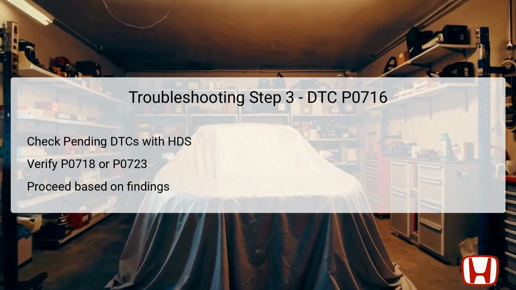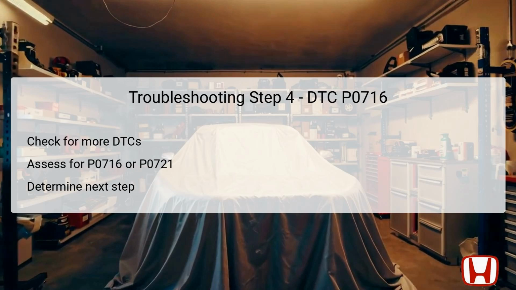This step helps to determine whether the issues are isolated to P0716 or whether other transmission error codes may also need attention. In this step, checking for additional pending DTCs is essential to analyzing the transmission system further. Using the HDS once again, verify whether DTC P0716 or P0721 appears in the system. If either code is present, this indicates continued issues with the input or output shaft speed sensors, and one must proceed to Step 7 for a more targeted inspection.